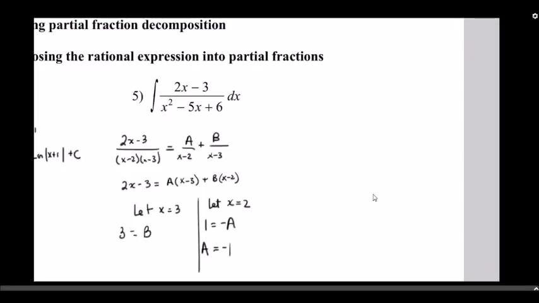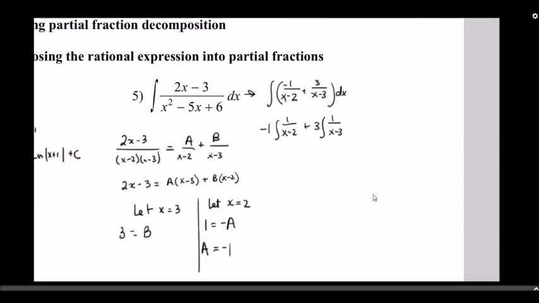So the original problem is the integral of partial fractions now. Negative 1 over x minus 2 plus 3 over x minus 3. And then we can separate into two antiderivative problems and then taking these numerators out as coefficients. So this could be negative 1 times the antiderivative, 1 over x minus 2, and then take the 3 out.